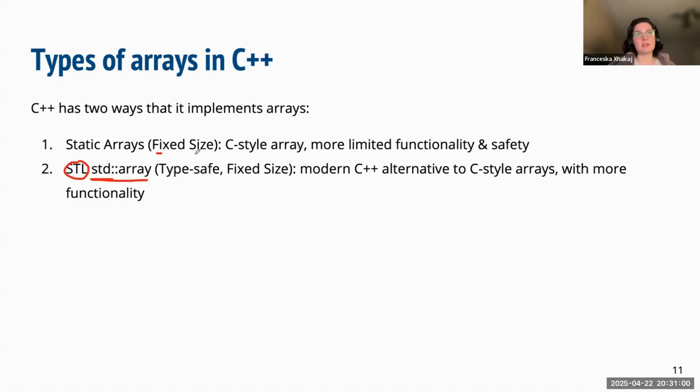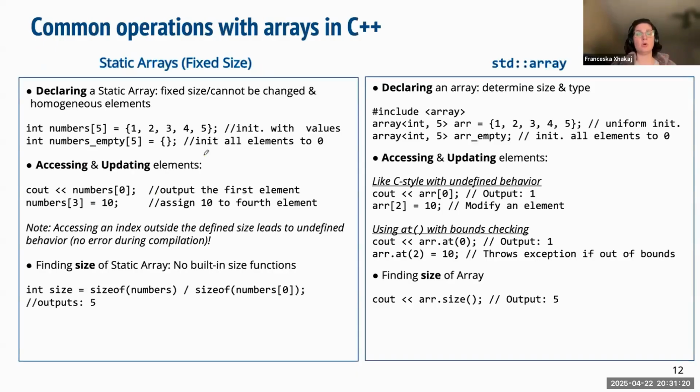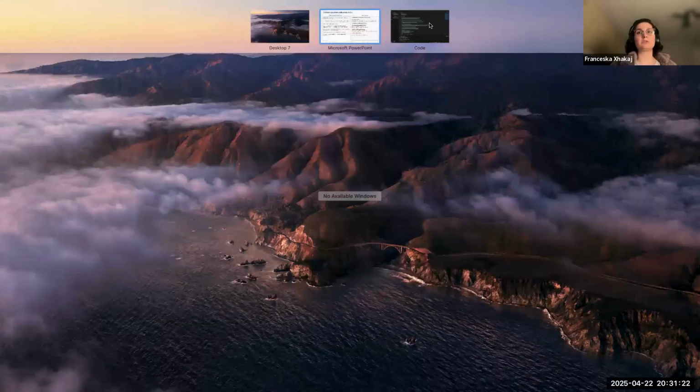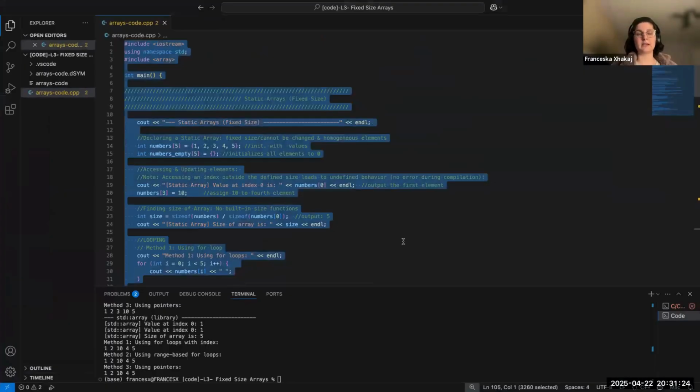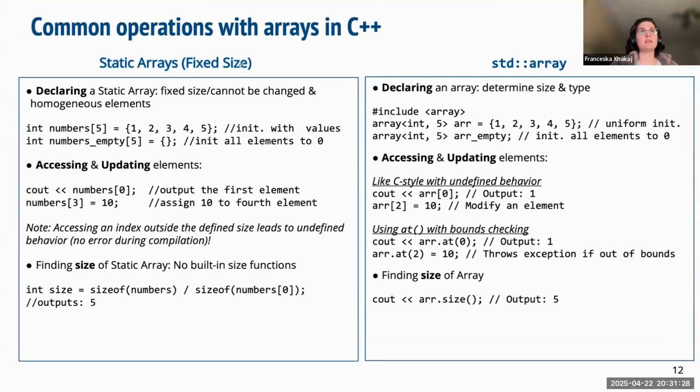On the other hand, fixed size arrays are C compatible, but they have a lot more limitations and are a little bit more difficult to work with. So there are pros and cons for each of them. So let's see how they work. STL stands for Standard Template Library. I have quite a bit of code here in the slides, so I'm going to walk through this, and then I'm going to demonstrate some of this code in VS Code in C++. So let's get started here.